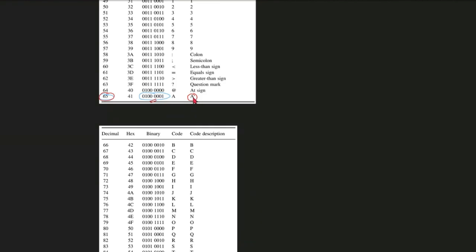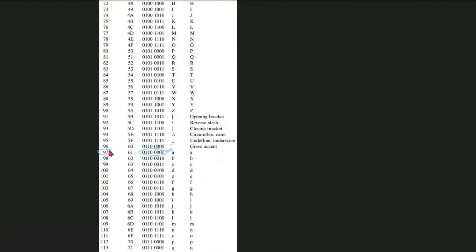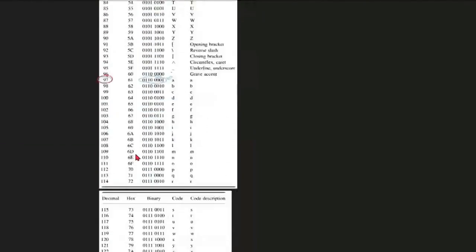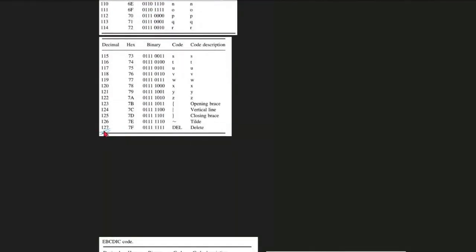So when we type capital A, it is understood by the computer as 01000001. Similarly, small a is understood as 97 in decimal, or in binary 01100001. So likewise, this is the ASCII coding. In that, 0 to 127 means a total of 128 characters are there.